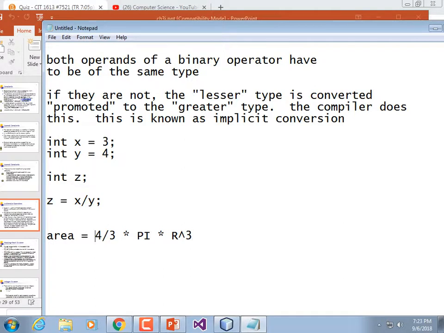Why? Because that's a binary operator. The binary operands are checked. Are they of the same type? They sure are. They're both ints, and so it does integer division, and 4 divided by 3 rounded down is 1. That's not what you want. You want it to be 1.33333. So the best way to make sure that your mathematical ratios like that are calculated accurately is just to make it 4.0 divided by 3.0.